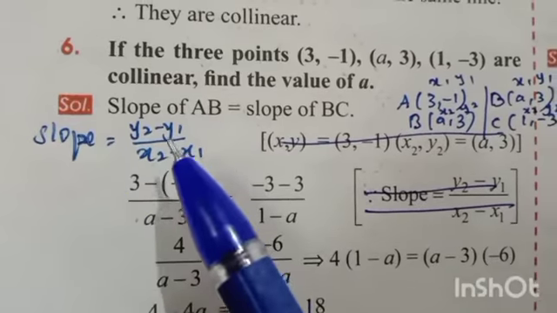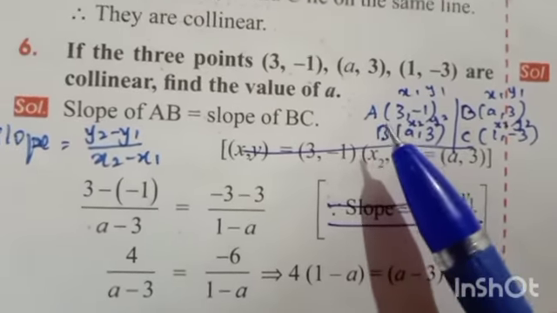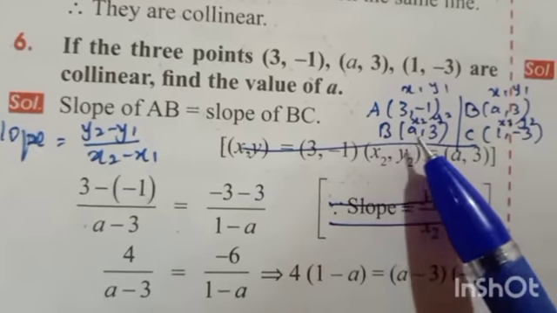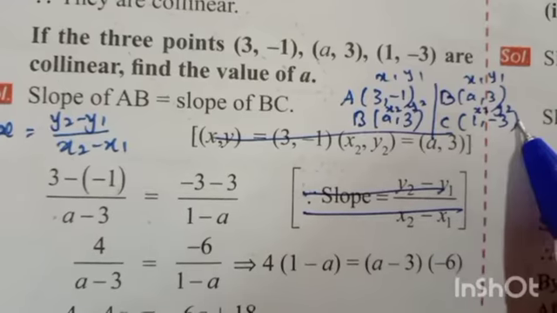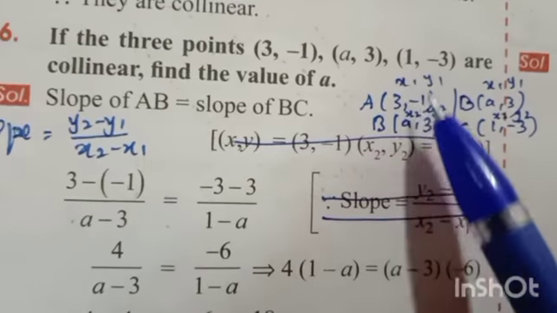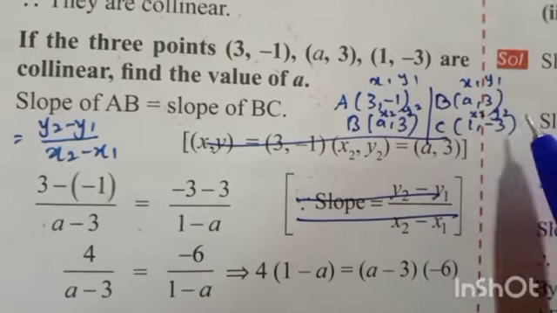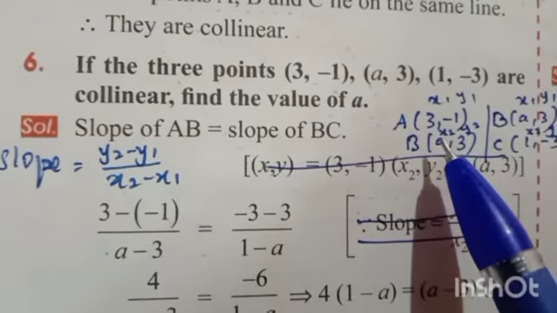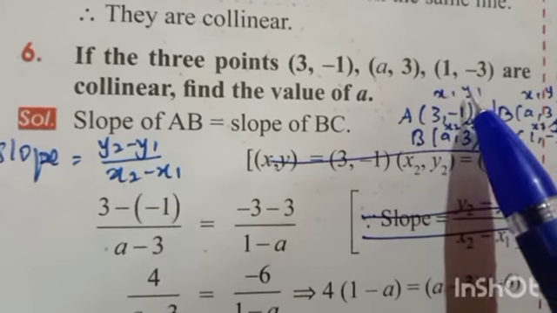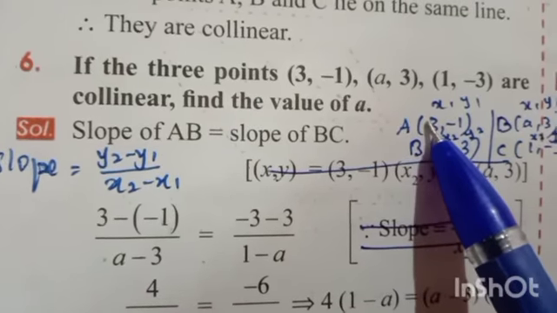Students, first you write the formula y2 minus y1 by x2 minus x1. On the right side, the point A of 3 comma minus 1, B of a comma 3. Then you have to consider BC, a comma 3, 1 comma minus 3. You have to denote x1, y1, x2, y2. Now you have to write in the formula. For this, y2 minus y1, y2 is 3 minus of minus 1, by x2 is a, x1 is 3.